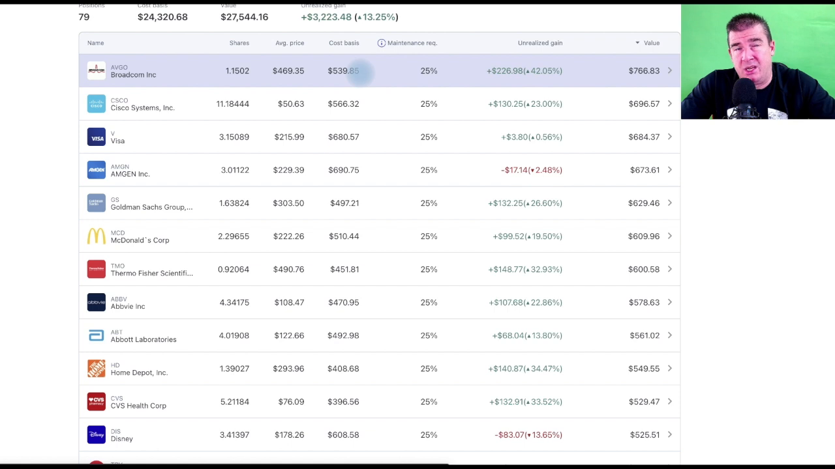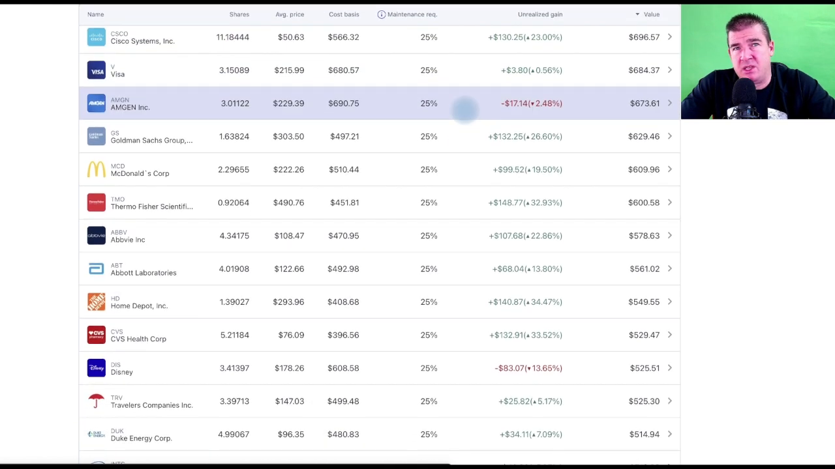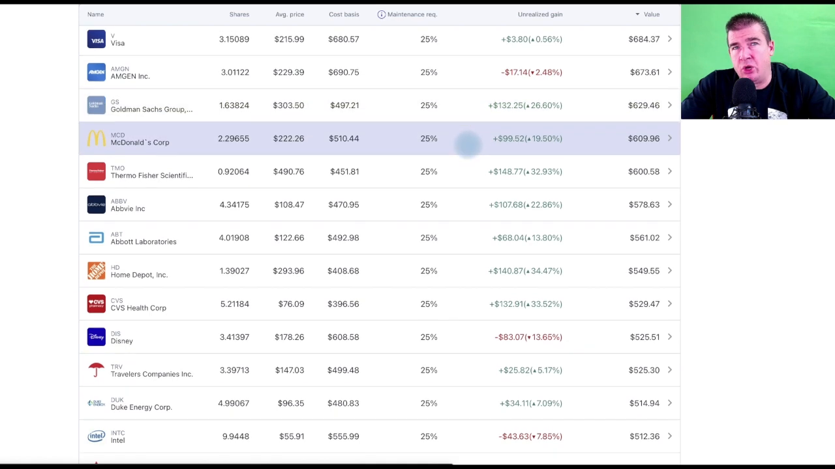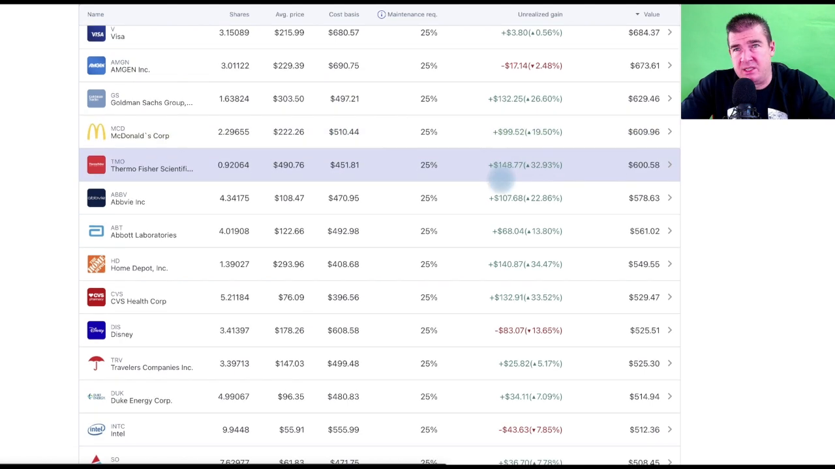Look at Avago Broadcom, AVGO. That's even better. We got $469 invested, and we're up over $226. Total value, $766. So just absolutely fantastic performance here. Gosh, Cisco, the list goes on. This is a little bit more, so where the money can buy a little more shares in it, it's great. McDonald's here, owning it long and passive. Goodness, the cost basis there, 510. That's over $600 now. Thermo Fisher Scientific.